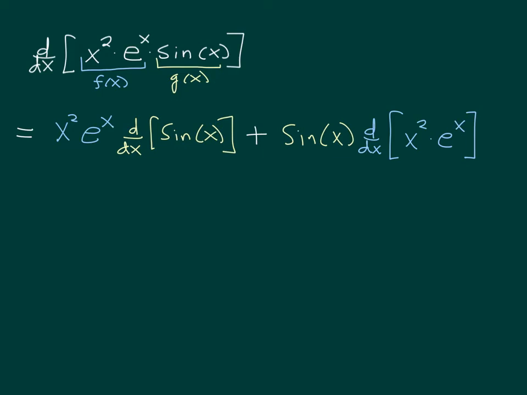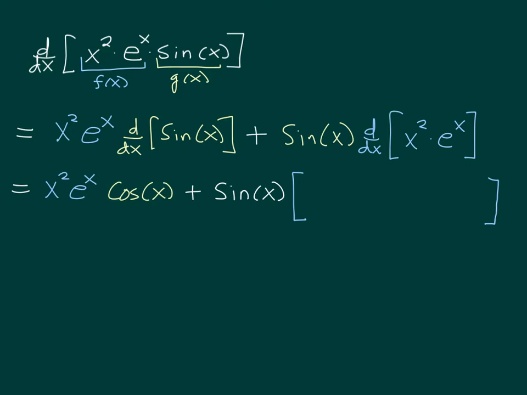Okay, so in the next line, I'm just going to copy over what we have, and I'm going to solve our first derivative. So we remember the derivative of sine of x is just cosine of x. So here's our first term. To this, we're going to add sine of x. And now I'm going to open up a big set of parentheses because inside of here we have to apply the product rule again.